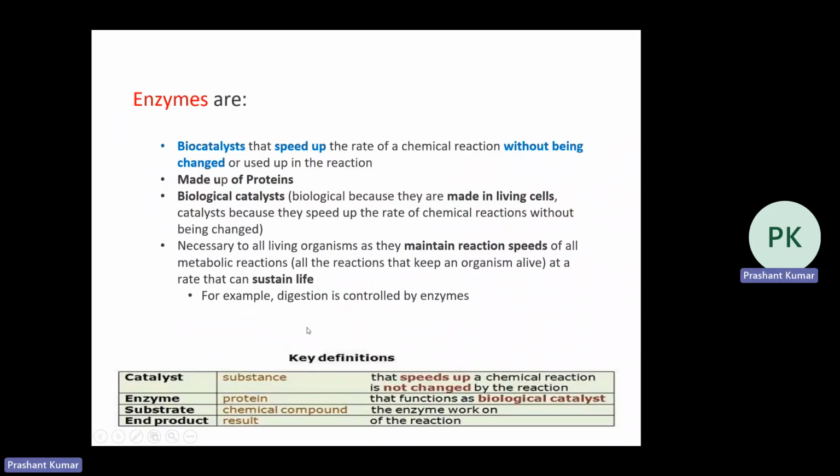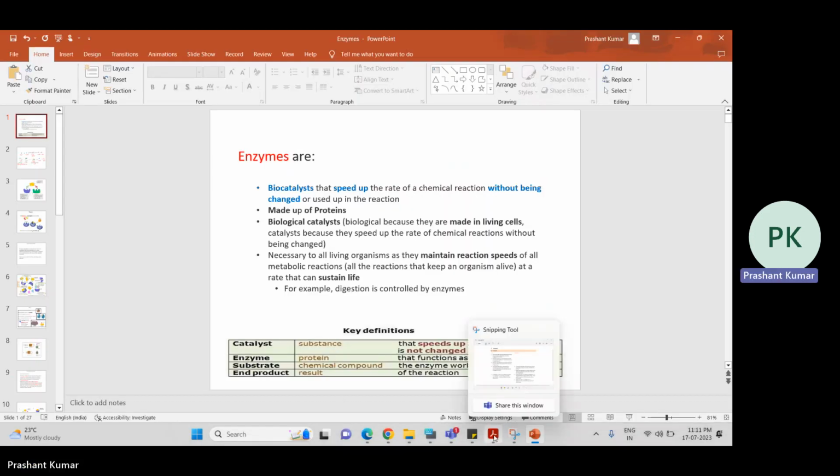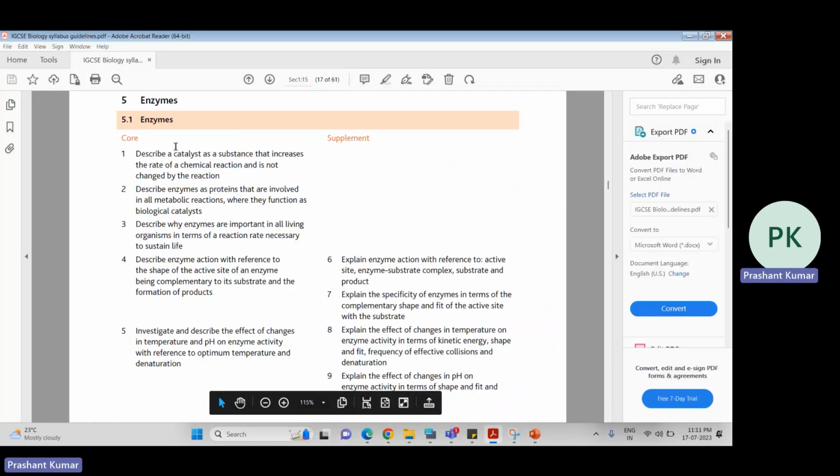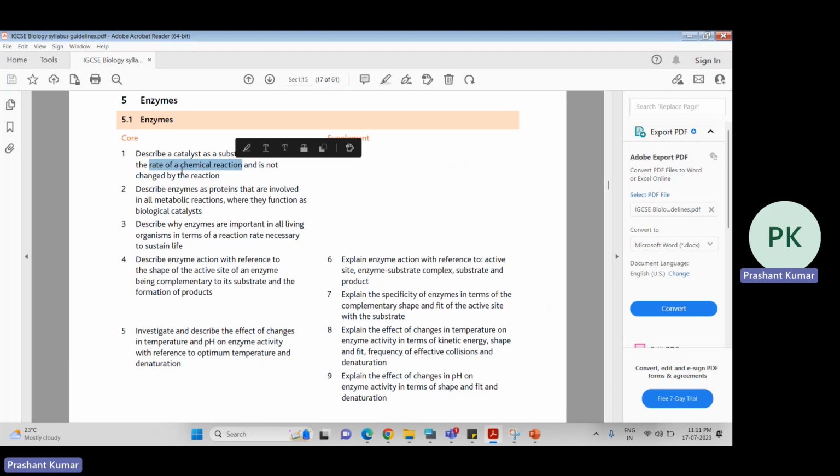Okay, so here we are with the topic enzyme. So let's discuss some portions which are going to get covered in this section. So here is the syllabus for the enzyme. So we have to describe the enzyme as a catalyst that helps to increase the rate of chemical reaction and is not changed by the reaction.